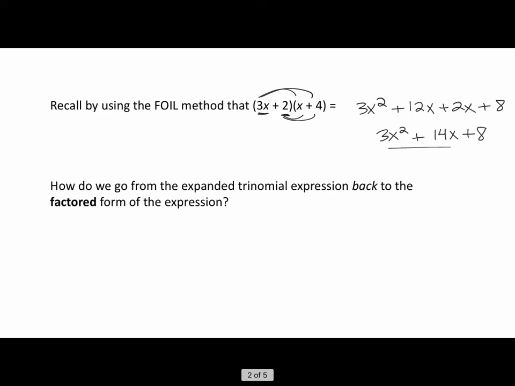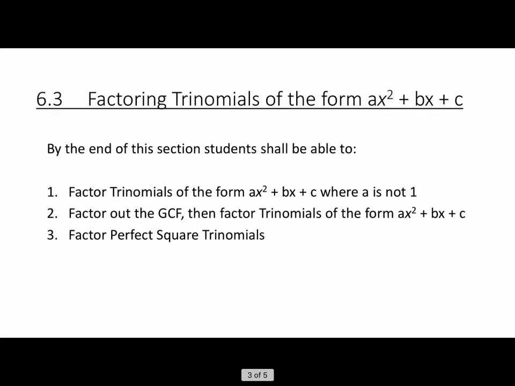So now we want to know, how do we go from this type of expanded trinomial and factor it into those two binomial factors? In this section 6.3, we're factoring trinomials of the form ax squared plus bx plus c. By the end of this section, students should be able to factor trinomials of this form where a is not 1, because that's what we did in the last section. They should be able to factor out the greatest common factor and then factor trinomials of this form, and also factor perfect square trinomials.